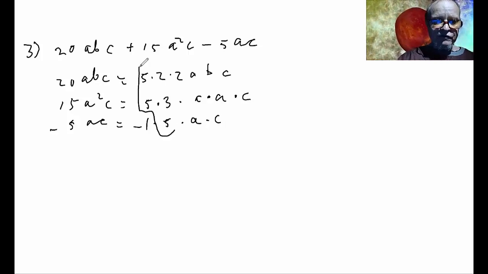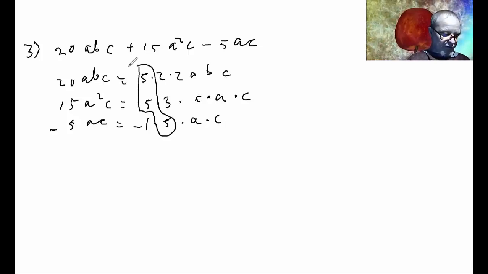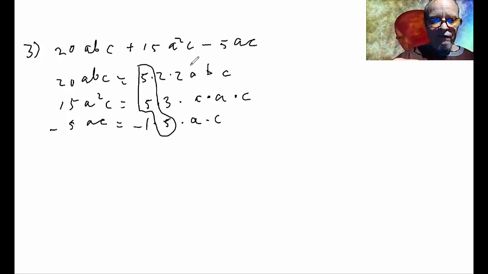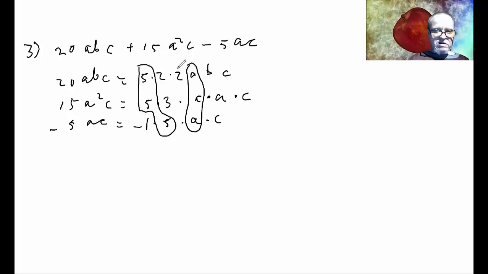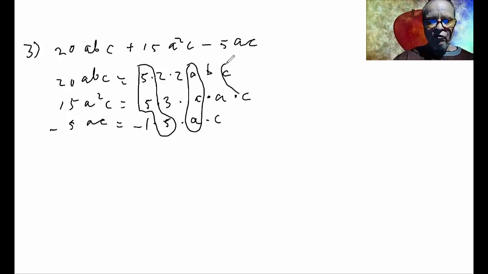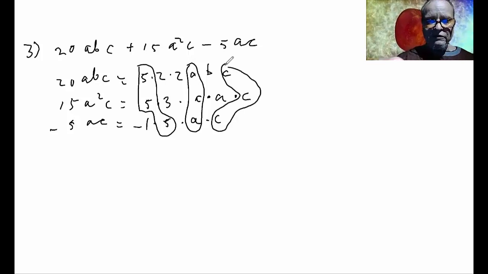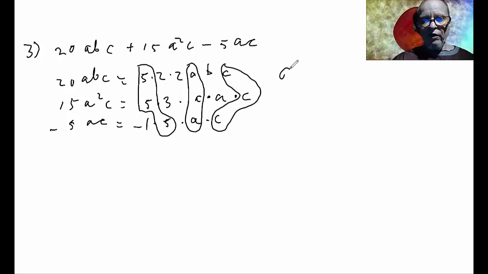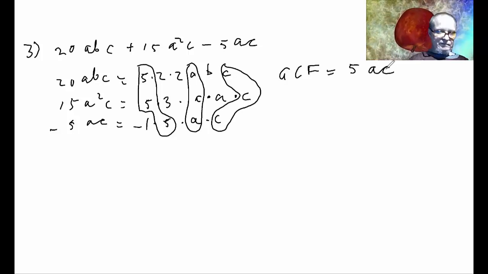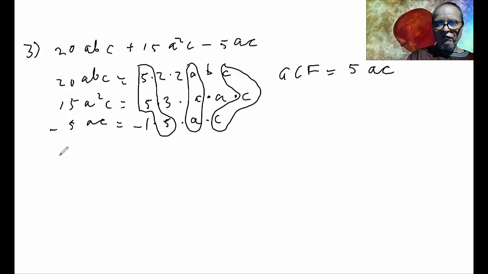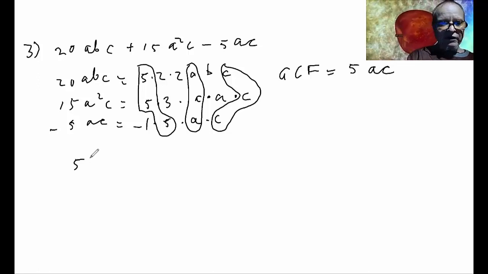Here are the 5s that they all have in common. And then they have a's in common, one a in common. And it turns out that they all have one c in common. So the greatest common factor is equal to 5ac. And again, we put the 5ac outside a bracket.